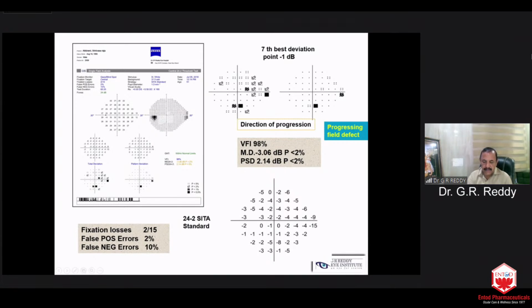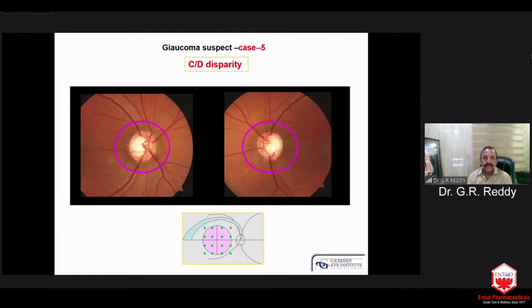And early glaucoma. Unfortunately the fields were not done, and by OCT only, the patient was diagnosed as advanced glaucoma. Once the fields were repeated, it was almost early glaucoma. Treatment is started, and this patient has been under my care since 2016, and the fields are maintained without any progression.